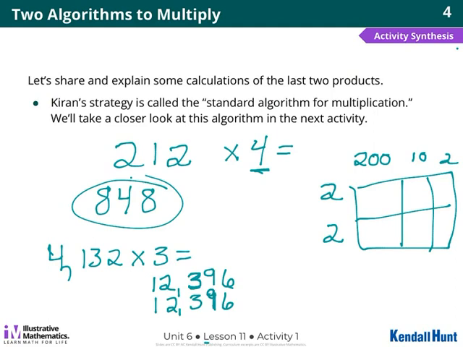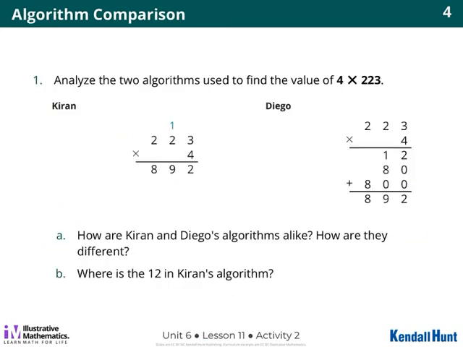So, in our next activity, we're going to take a closer look at the standard algorithm. Mark your spot in your book with your pencil, and we're going to look up here. Okay, now Kieran and Diego are multiplying 4 times 223. So you're going to look at them and you're going to talk about how they're alike and how they are different.